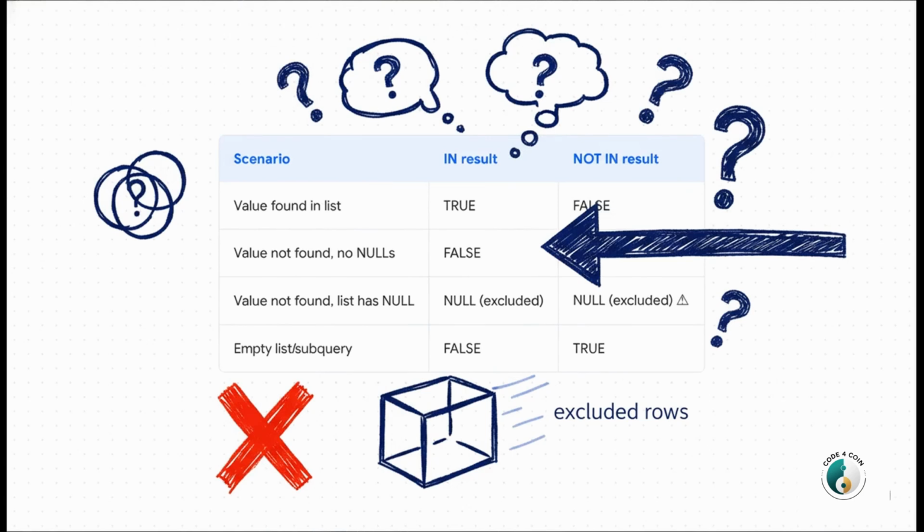So what is actually going on here? The whole problem boils down to something called 3-valued logic in SQL. You don't just have true and false, you also have NULL, which means unknown. Now look at that third row. When you use NOT IN against a list, and that list contains even a single NULL value, the database can't say for sure if your value is in the list or not, so the result isn't true or false. It's NULL. And here's the killer. When a WHERE clause evaluates to NULL, that row gets thrown out. The result? Your query silently returns 0 rows, and you're left scratching your head.